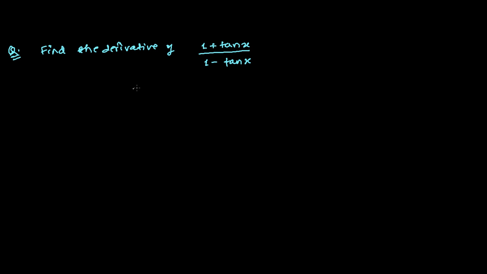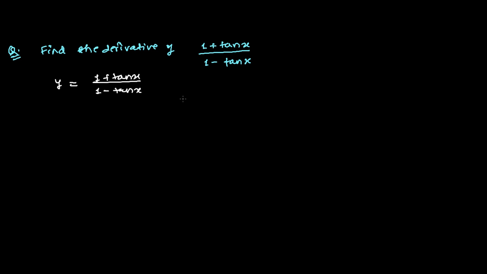Now let's try to find the derivative of this given trig function, (1 plus tan x) over (1 minus tan x), right? Let me suppose our function y is (1 plus tan x) divided by (1 minus tan x). This is a very simple thing I write. But now how do we find the derivative of this?